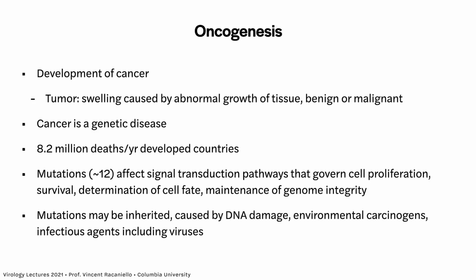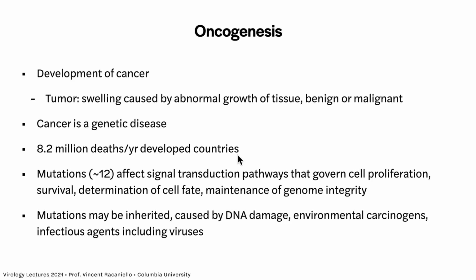That's transformation. The other part of this lecture title, oncogenesis, is a different property entirely. Oncogenesis, of course, is the development of cancer. And a tumor is a swelling that can be caused by abnormal growth of tissue. It can be benign and remain restricted, or malignant and spread to other sites. Cancers don't all have to be tumors. They can be cellular cancers like leukemias. And cancer is a genetic disease. There are changes that occur in the genome that lead to it.